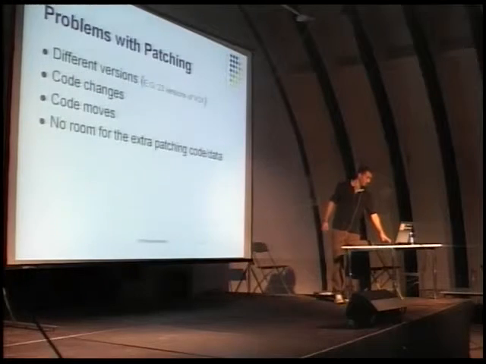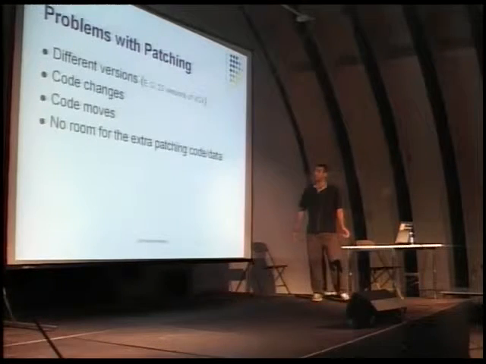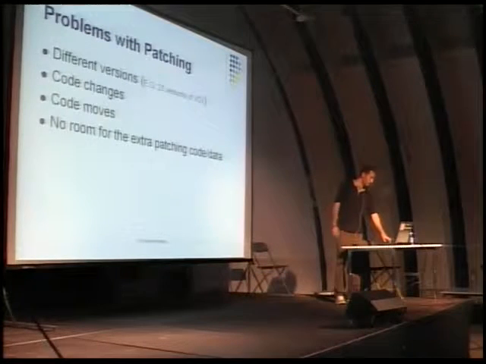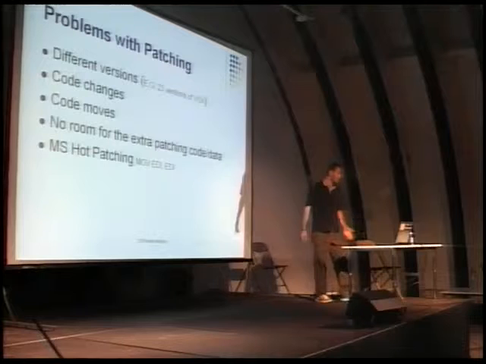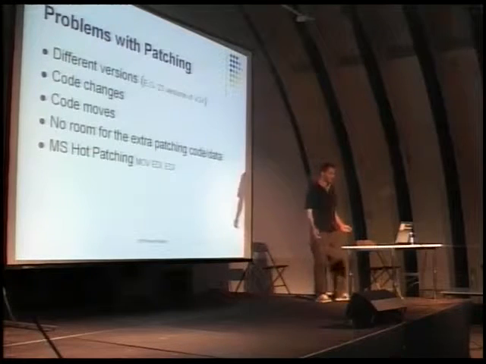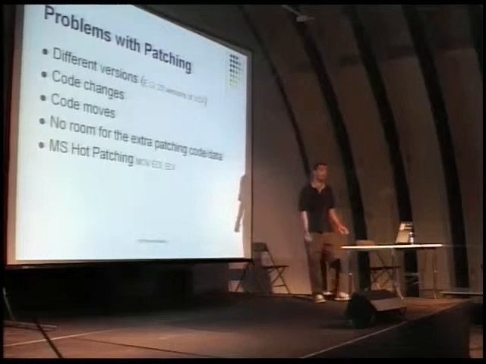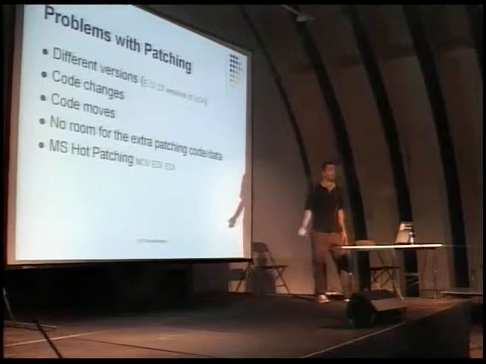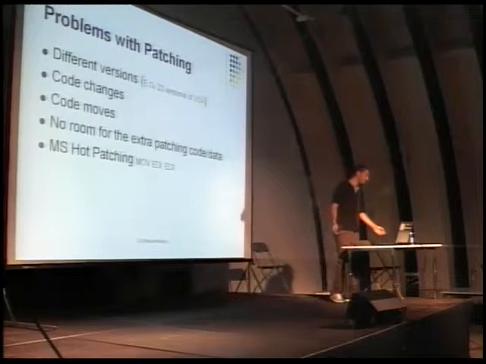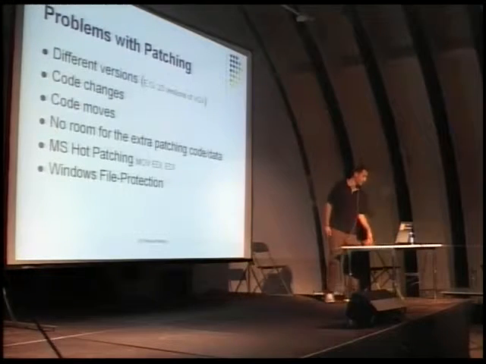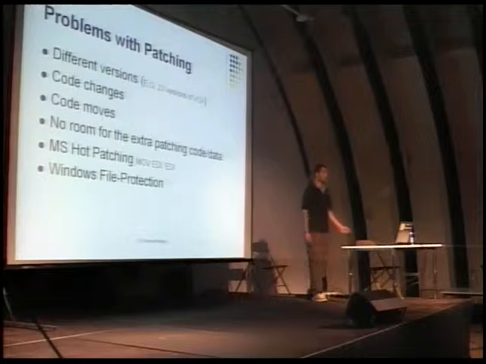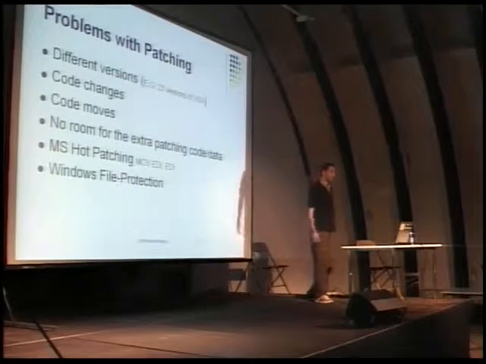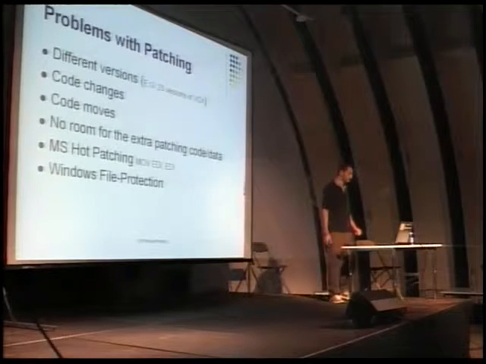And there is no room for the extra code that you want to add, the code that actually fixes the vulnerability. And there's another problem: MS hot patching, which is a good thing, we can't use anytime we want because it's not always there. If you have an old version of Windows, it doesn't exist there. And there is another problem, which is the Windows file protection. You can't overwrite important files like DLLs or system files, things like that.